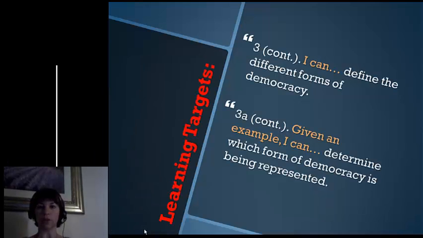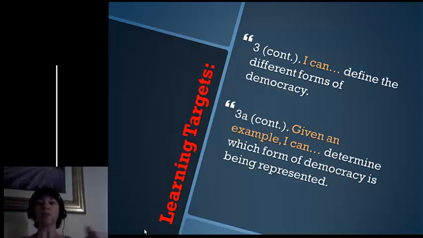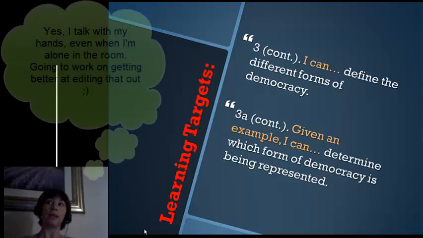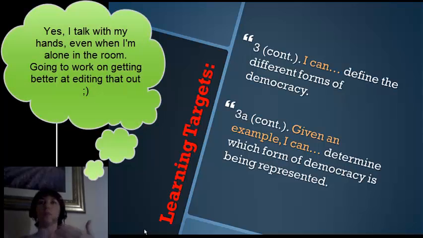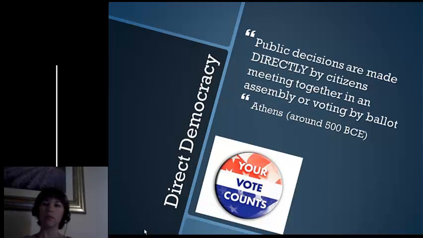Alright, learning targets we're going to cover today are a continuation of learning target 3, defining the different forms of democracy, and also being able to, if given an example, determine which type of democracy that is. So not only to be able to recognize democracy and republicanism and that kind of thing, but to be able to, given an imaginary country, say, yep, this is this type of government, this is that type of government. Alright, so let's dive right in.